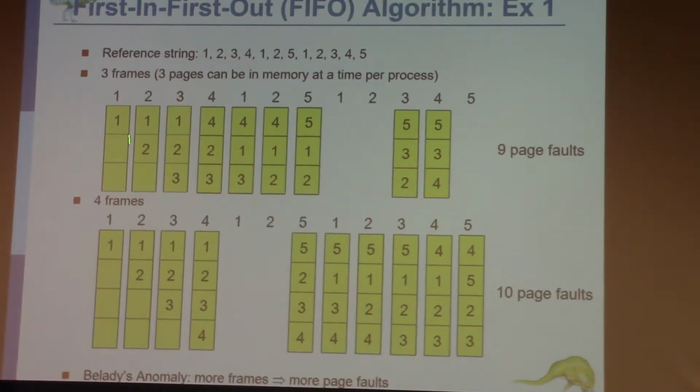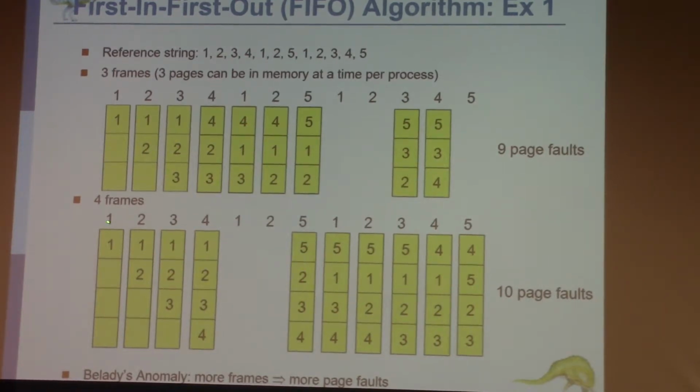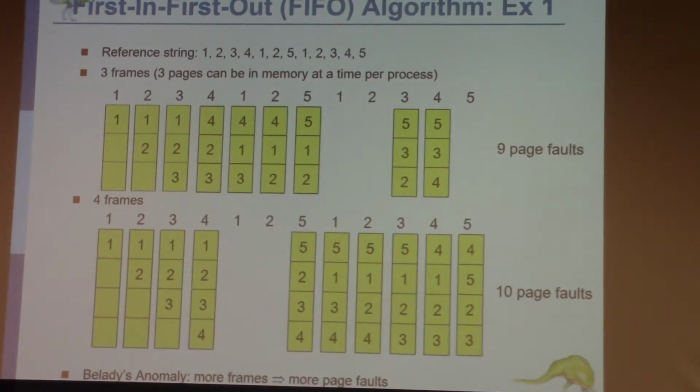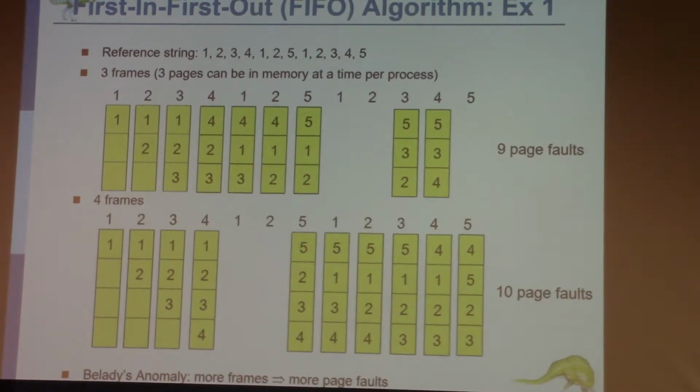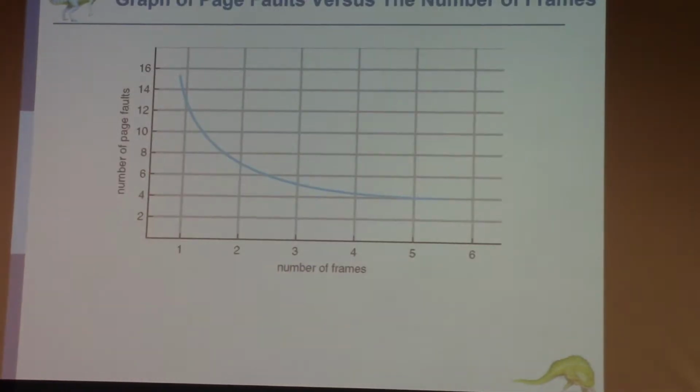So you can count the number of page faults: 9 page faults. In case you have 4 page frames, so it's a bigger physical memory, our expectation is that the bigger the memory we have, the more page frames we have, the better the performance. Better performance means fewer page faults.